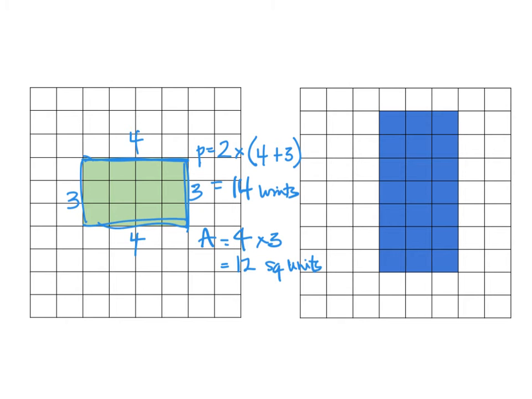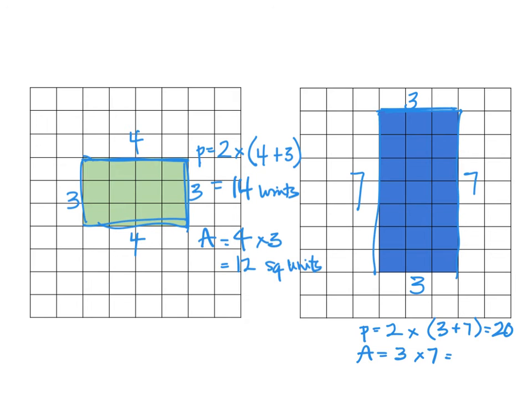All right, let's look at the next one. Let's look at the top here. It's hard to see because it's the same color, but we've got 3 and 3 on the opposite side, and we've got 7 along our other side. So again, for perimeter, 2 times 3 plus 7. This is a nice one. 3 plus 7 is 10, times 2 is 20. And the area being the width times the length gives us 21 square units.